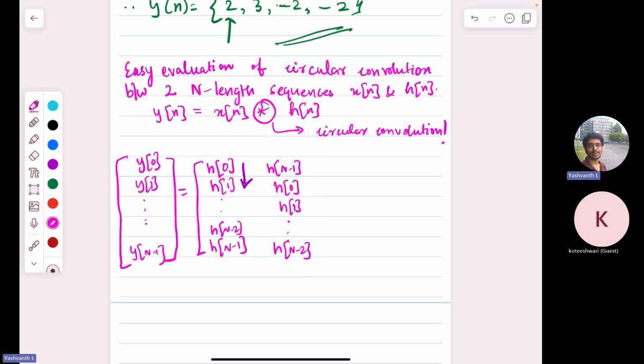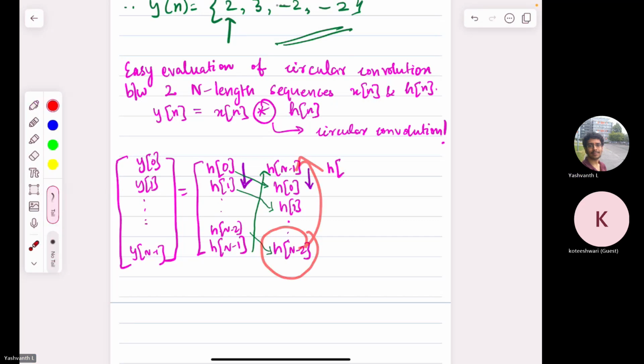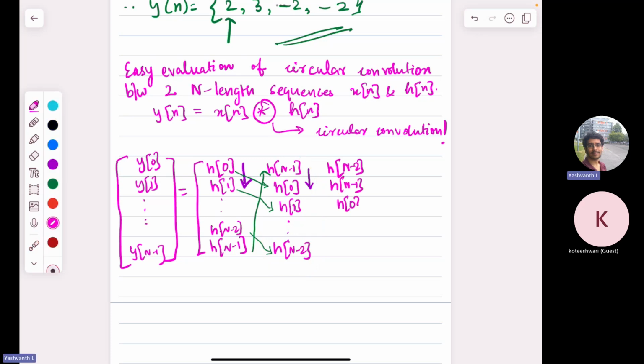Okay, so basically, h of 0 has gone here, h of 1 has gone here, h of n minus 2 has gone here, and h of n minus 1 has gone up. Now, similarly, do the same thing for the second column also. So what you get? The last element, n minus 2, will go up.